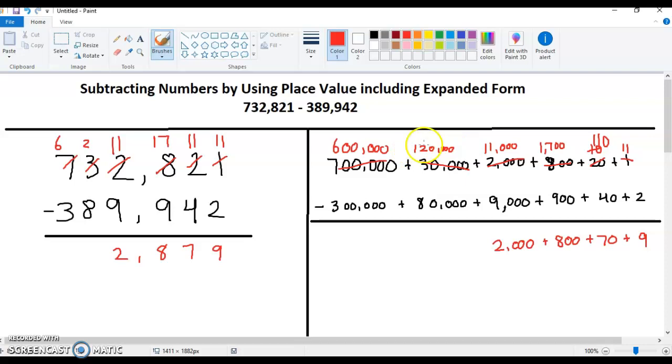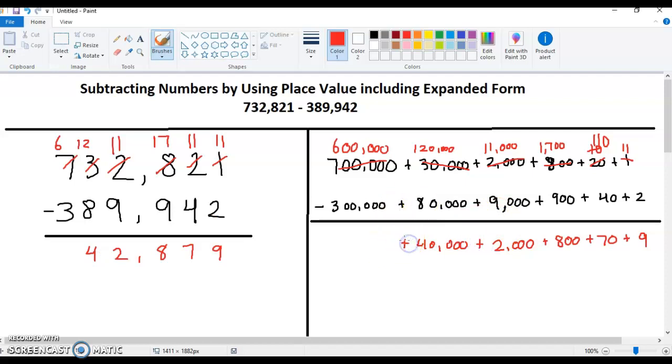That's 120,000 there. And that group of 100,000 is 10 groups of 10,000. So 10 plus 2 is 12. So you've got 12 groups right there. 12 take away 8 is 4. And if that's a 4, that's going to be 40,000.